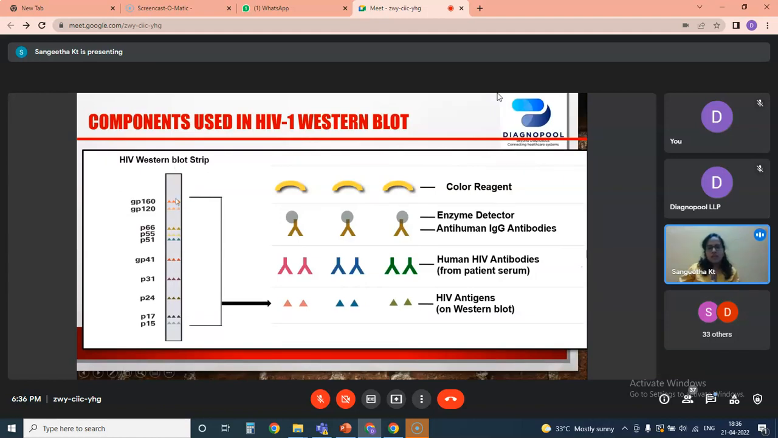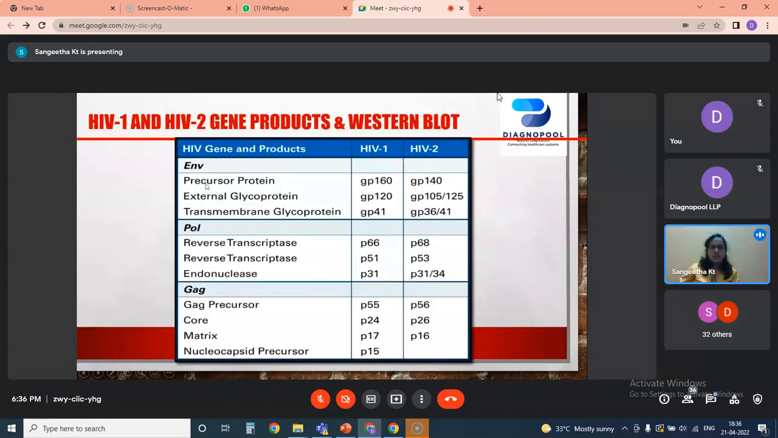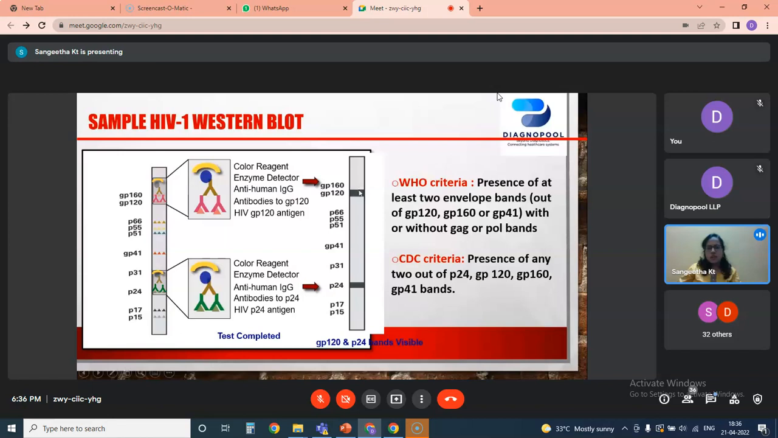So accordingly, you can see here the HIV antigens are embedded on the strips, and when you add the HIV antibodies, they get bound to this. Again, you add an enzyme antibody conjugate, and you add a substrate, and then you can see the various bands appearing. So these are the various gene products according to HIV-1 and also HIV-2 Western blot assays. So accordingly, you can see the bands appearing on the nitrocellulose strip. So how to diagnose whether it is positive or negative? WHO has prescribed a criterion which says that you should have the presence of at least two envelope bands out of GP120, 160, 41. They are all the envelope proteins.